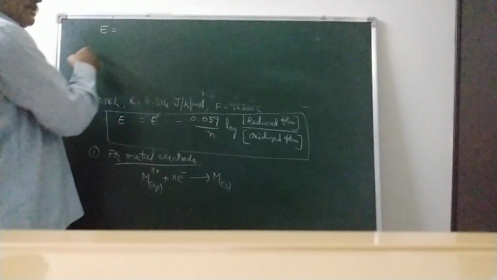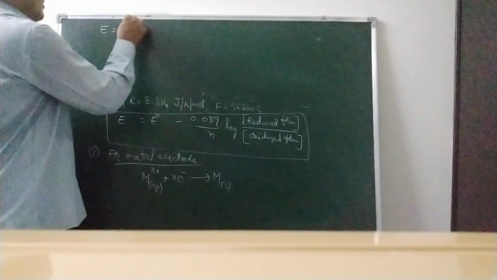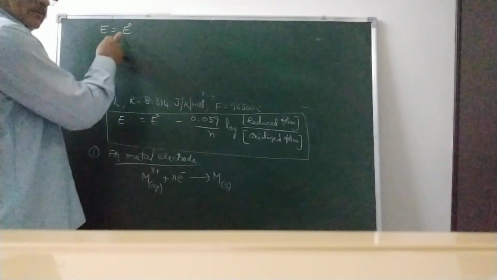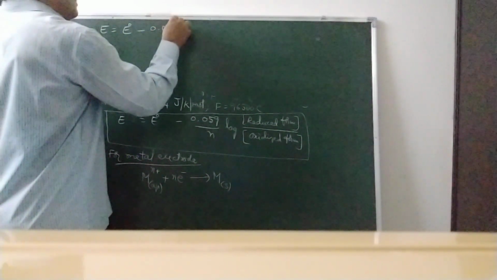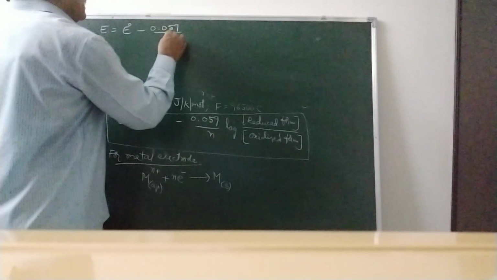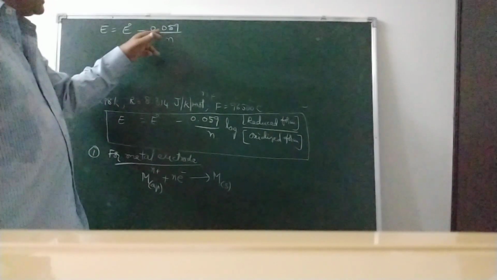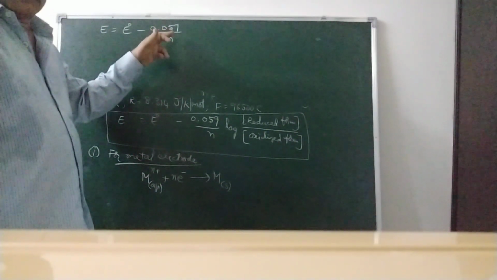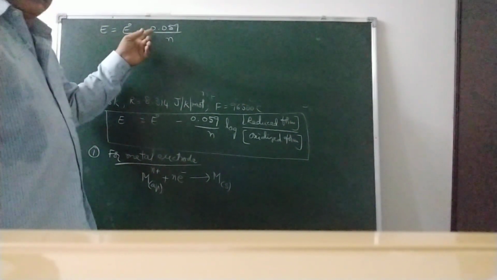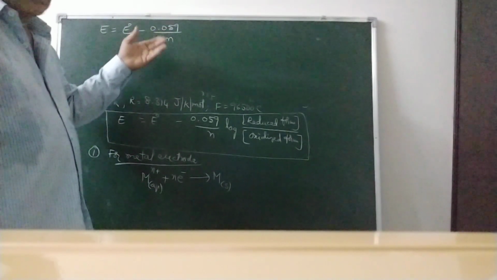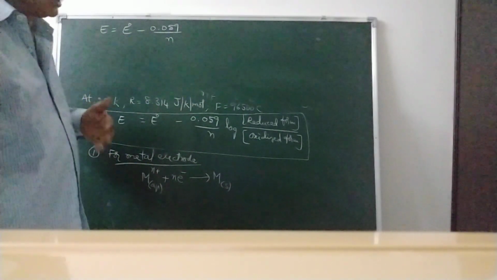E means the standard reduction potential of the electrode, E naught, the standard reduction potential of that electrode, minus 0.059 by n, the number of electrons participating in the equation. Of course, we can take it as 0.06 for easy simplification. In MHT-CET or IIT JEE, it is taken as 0.06. The simplification will be easy, and the nearest value will be taken in the given options.